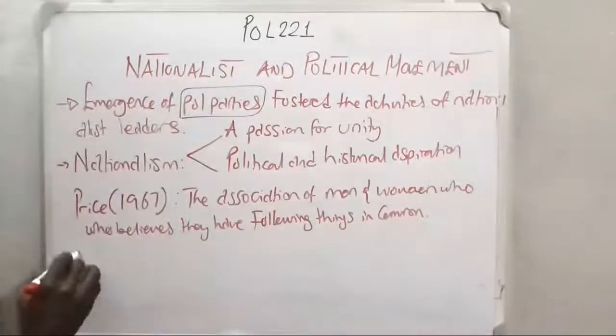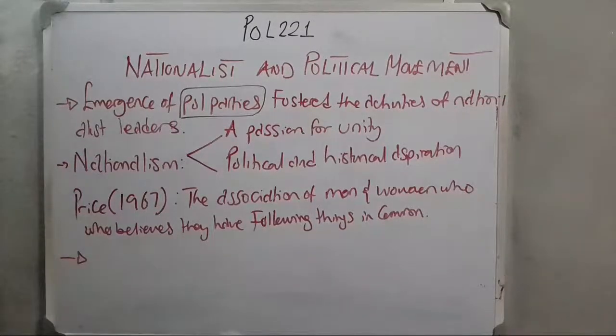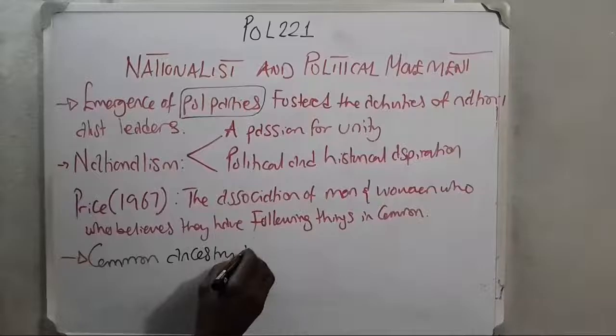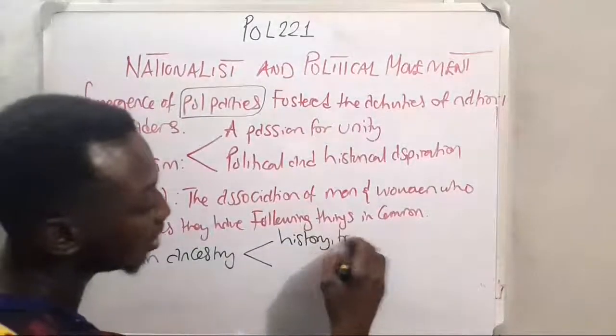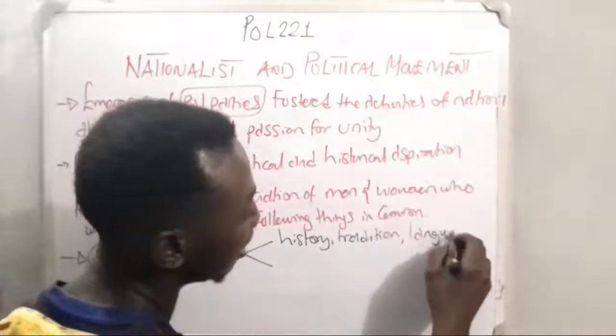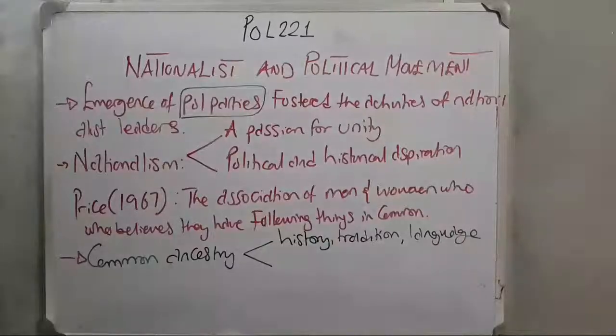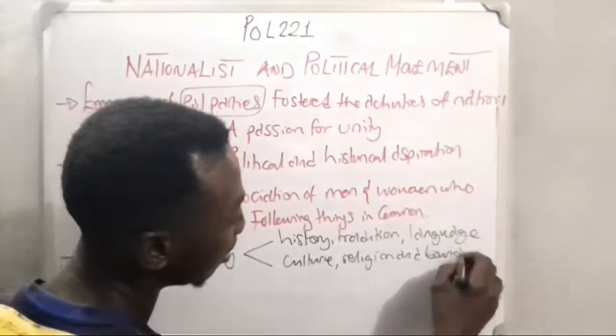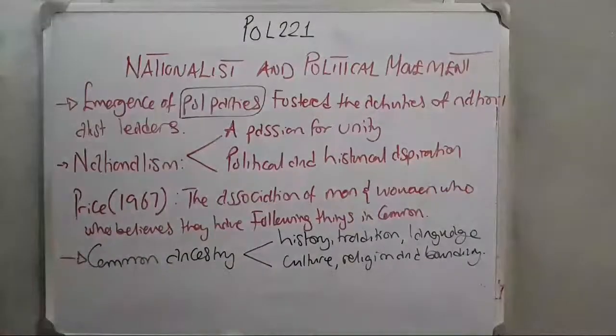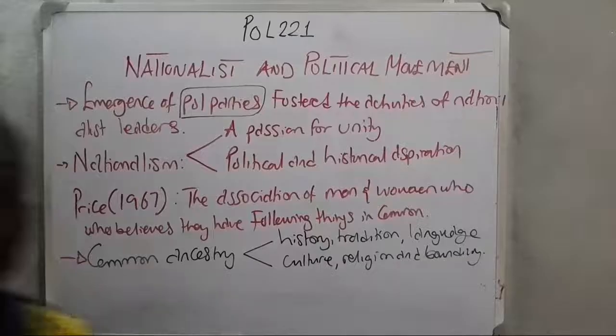Things like common ancestry, common history, tradition, language, culture, religion, and boundary. Okay, so that is it. Nationalism. I hope we all are on the same page. So according to Price in 1967, that is the all and sundry of nationality.